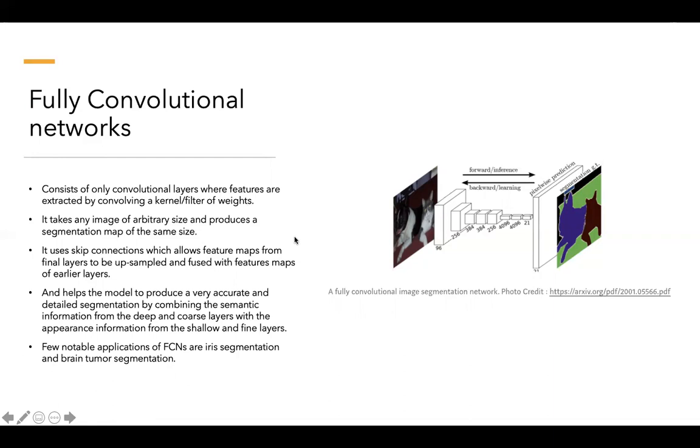The basic motivation of FCN is that it takes an arbitrary image and produces an image segmentation map of the same size. It uses skip connections, which allow it to produce a very accurate and detailed segmentation, as it combines the semantic information from the deeper layers with the appearance information from the shallower layers. Some of the applications of FCNs include iris segmentation and brain tumor segmentation.